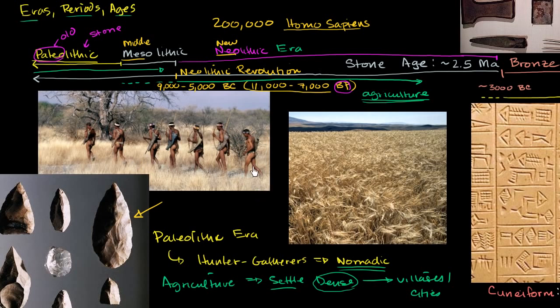Paleolithic being hunter-gatherers, Neolithic having actually settled, having started to develop primitive villages and even cities, and then of course Mesolithic is in between.